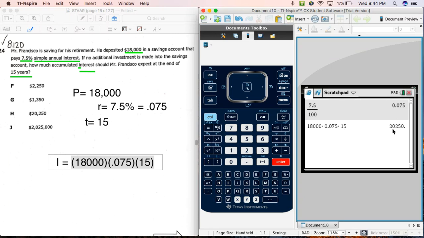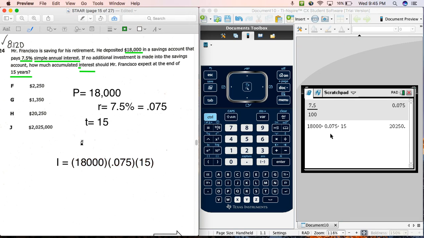So as you can see, at the end of 15 years, I'm going to end up with $20,250. Now that's something that I like. I can work with that. That's something that would make me feel good about leaving $18,000 in a bank account. So let's go ahead and put our answer of $20,250. My answer is H.